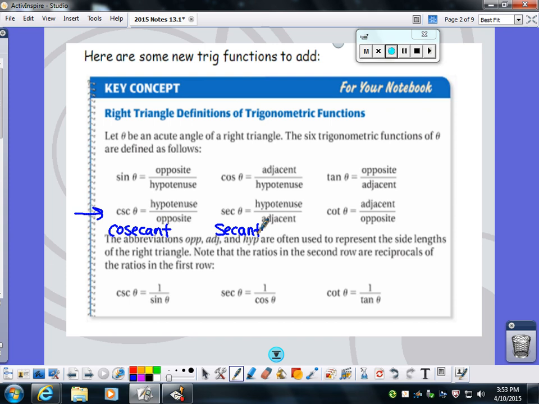And cotangent is the reciprocal of tangent, so it's going to be adjacent over opposite. The way I remember who goes together is the letters of the opposite: S and C, so sine and cosecant, cosine and secant, and of course tangent and cotangent are easy to remember. They're just reciprocals of each other. So we have 6 trig functions total. Here's the Algebra 2 trig part of it, adding those 3 new trig functions.